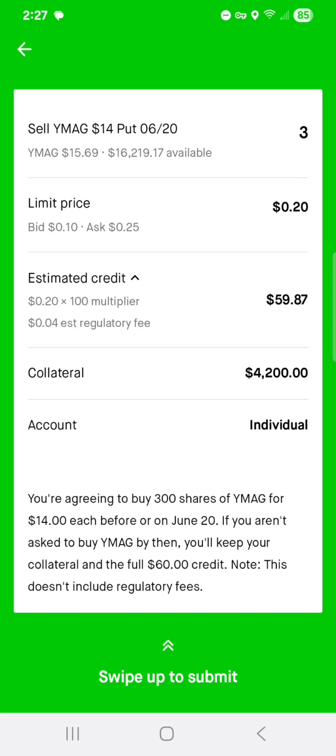But if it goes below that, you're forced to buy all those shares for $14 each. But on the other hand, I do want to get into this stock because it pays good dividends, and I might as well get paid a little extra on top, that $60 credit, for taking on that risk. So that's why I'm going to do this.